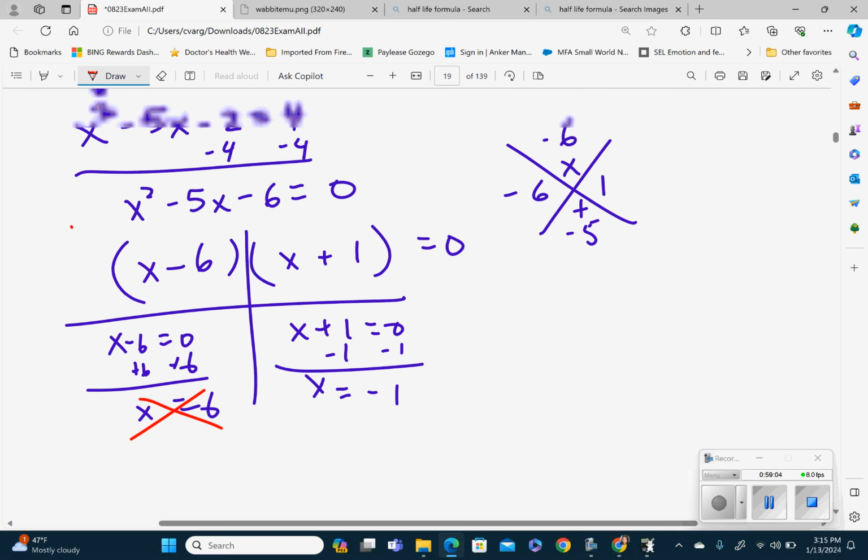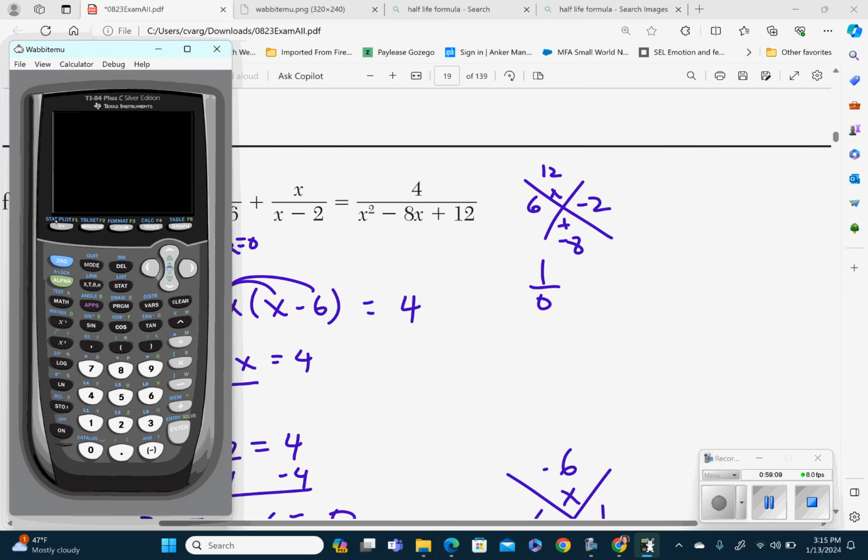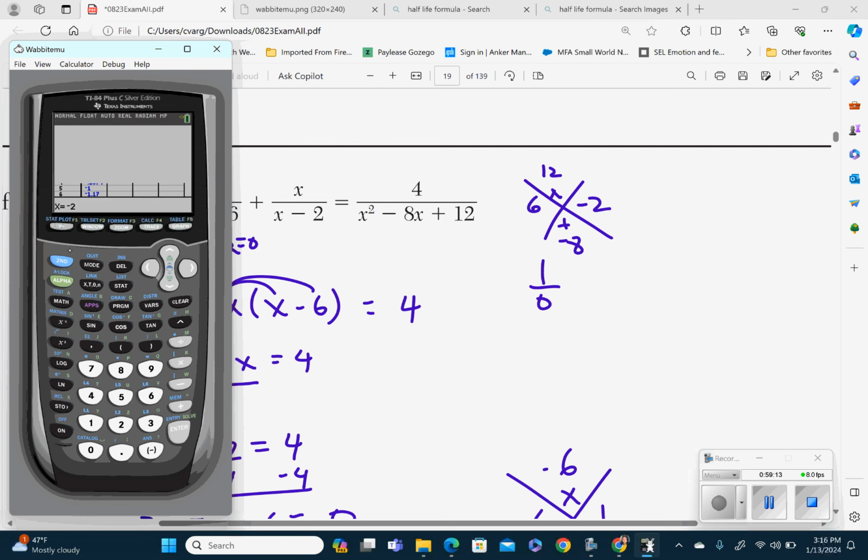And if you didn't know that you could do it like this, right? If you take your calculator and you go here to our y equals and you were to plug it in, it's clear what's there.